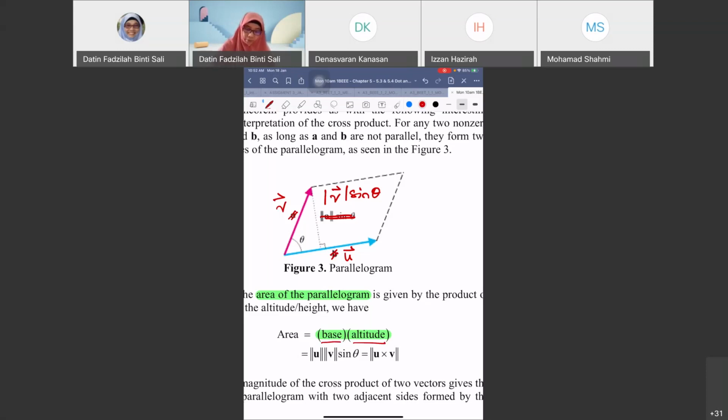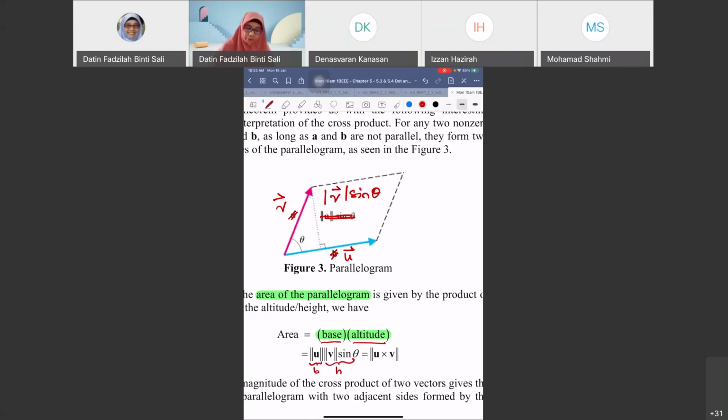So back to this diagram. If you look at this diagram, the base is given by this vector u. Of course, you will see it's written in terms of magnitude, because it's a length. So it's the length of vector u, and the height of the parallelogram is given as this, magnitude of v times sine theta. So this is the base, and this is the height.